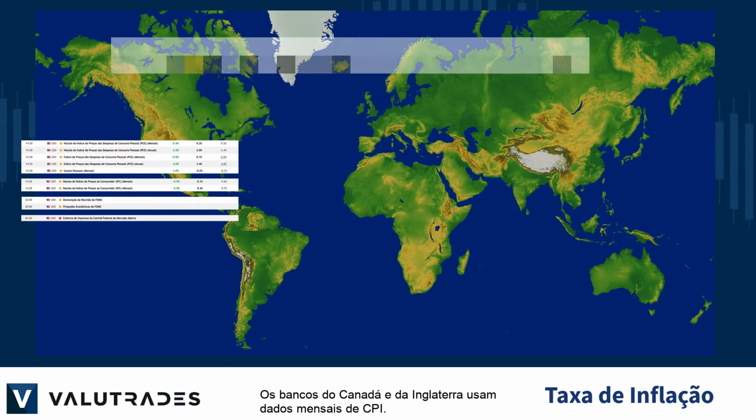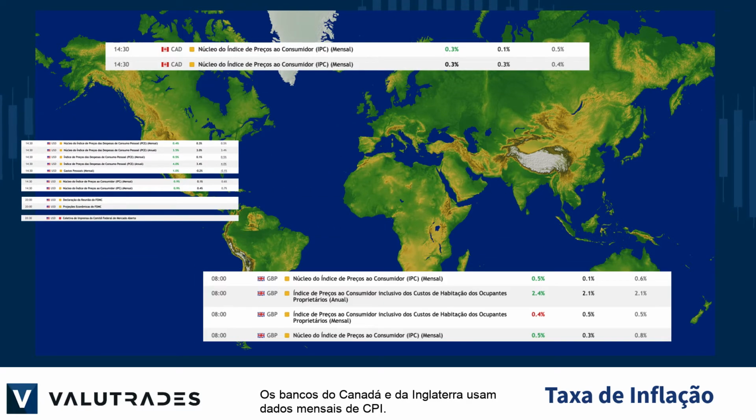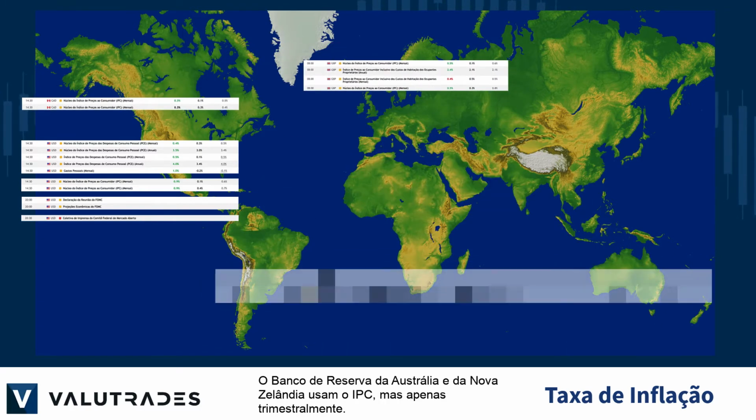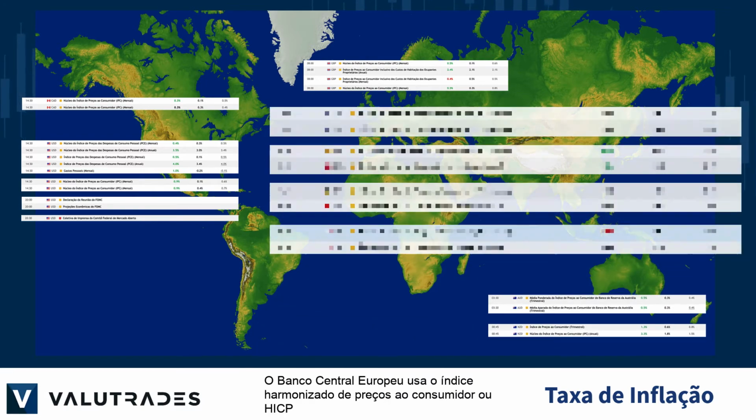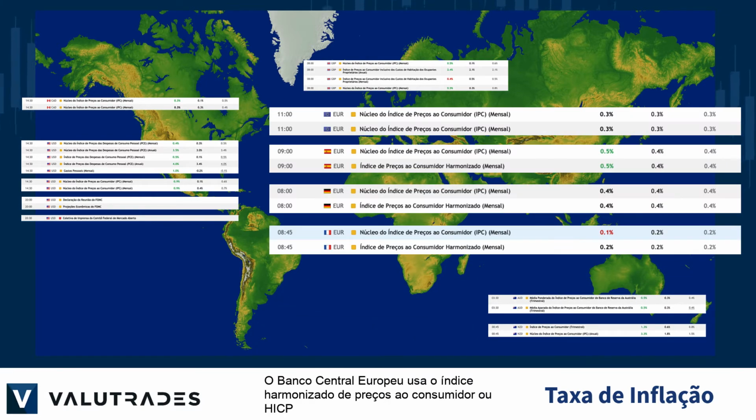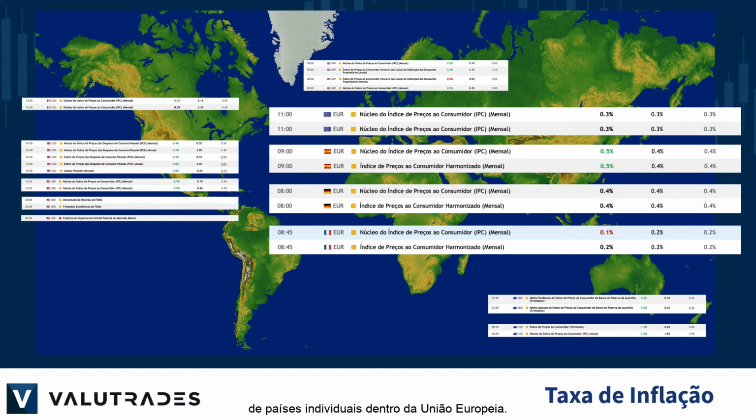The banks of Canada and England use monthly CPI data. The Reserve Banks of Australia and New Zealand use CPI, but only on a quarterly basis. The European Central Bank uses the Harmonized Index of Consumer Prices, or HICP, from individual countries within the European Union.